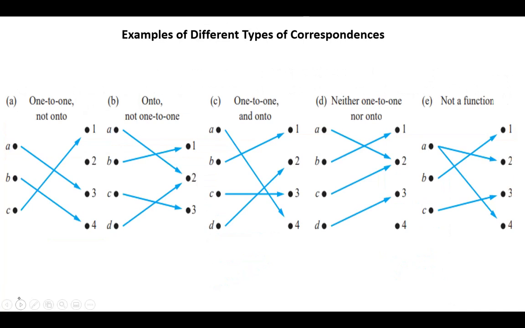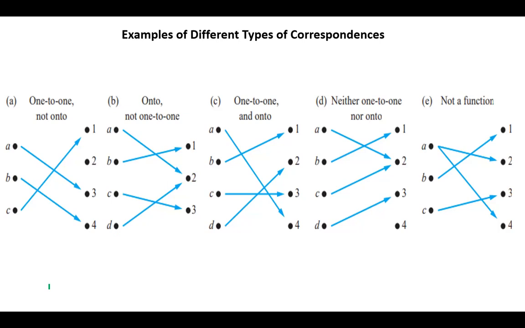In this figure, we have examples of different types of correspondences. In the first figure, one-to-one, but not into. The element 2 in the codomain is not used. In the second example, the function is into, but not one-to-one. Into because all the elements of B are used, but not one-to-one, since both the elements A and D in the domain map to the same element 2 in the codomain.